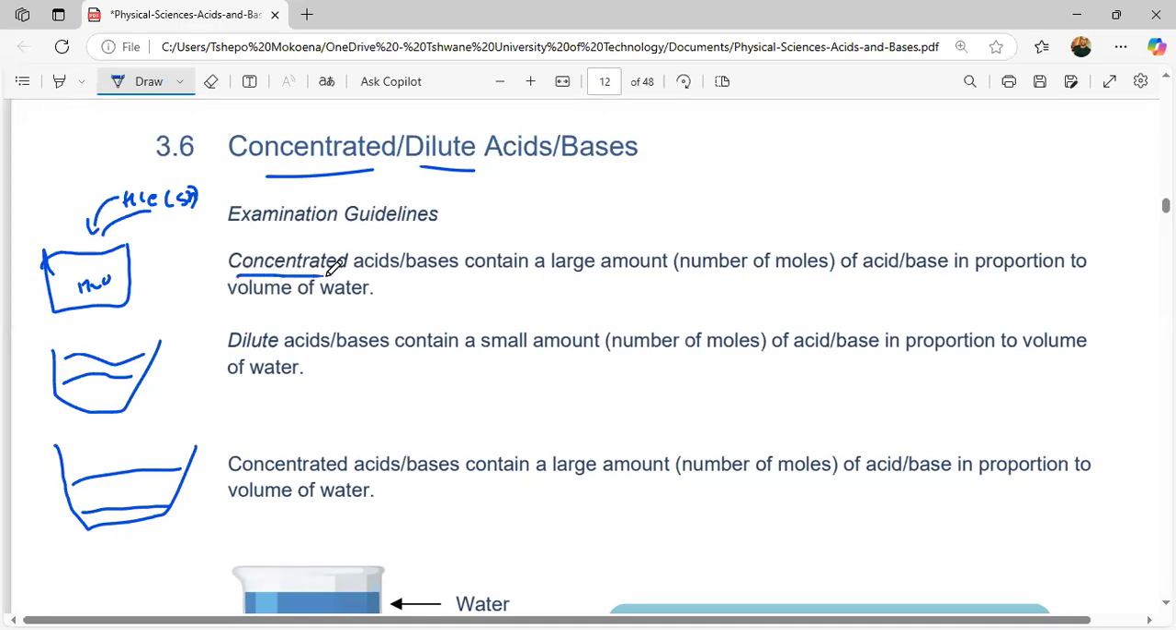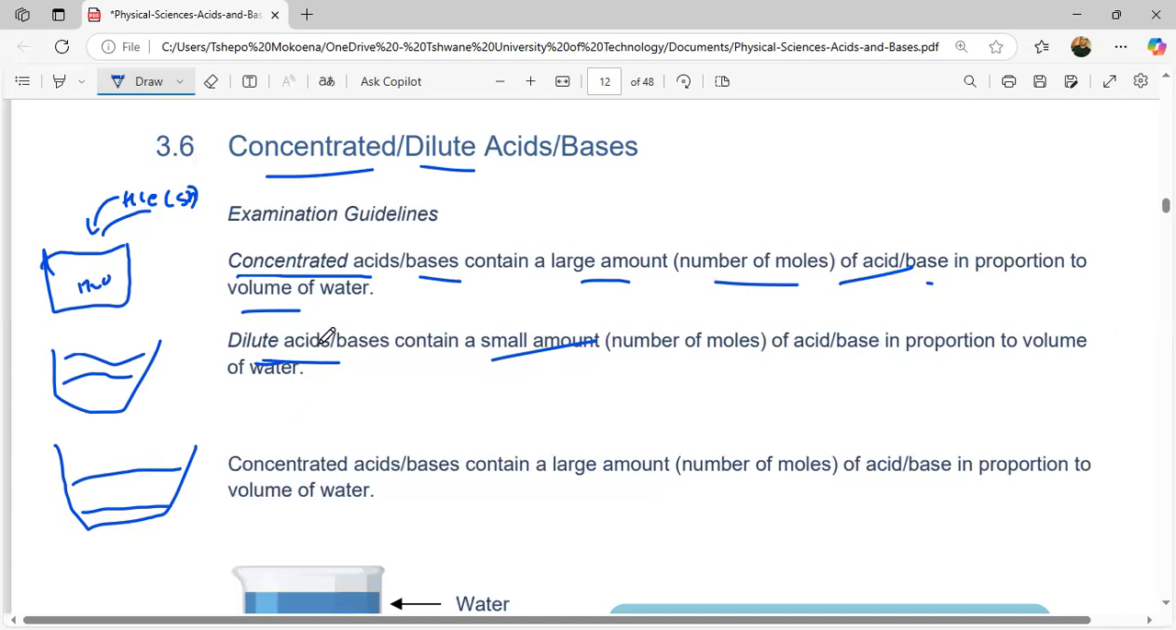So when something is concentrated, whether acid or a base, what does that mean? That means we have a large amount of moles of acid or base in proportion to the volume of water. When it is concentrated, you have more of it than water. But when you dilute an acid or a base, that means you have a small number of moles of acid or base in proportion to the volume of water, meaning you have more water but less acid.